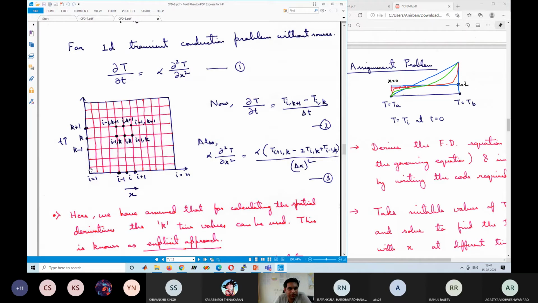So delta t can be, say, 0.1 second. So this is 0 second, this is 0.1 second, 0.2 second, 0.3 second, like this. So at some point the index is k, the next time step is k plus 1, the future, and the previous one, the past time step, is k minus 1.